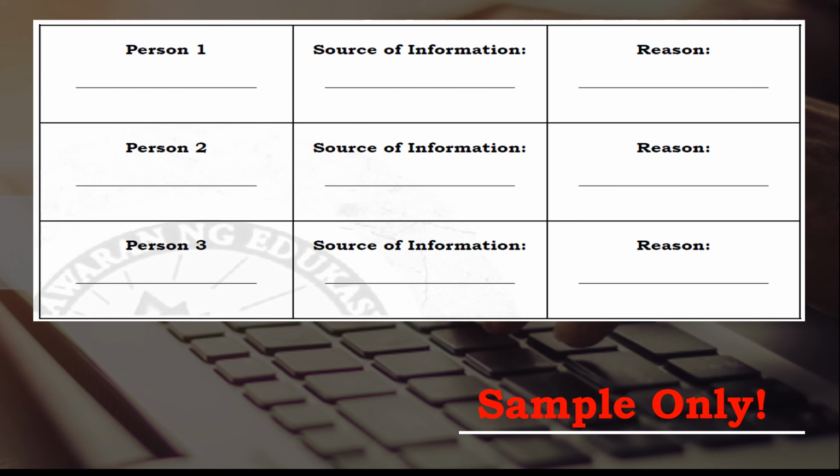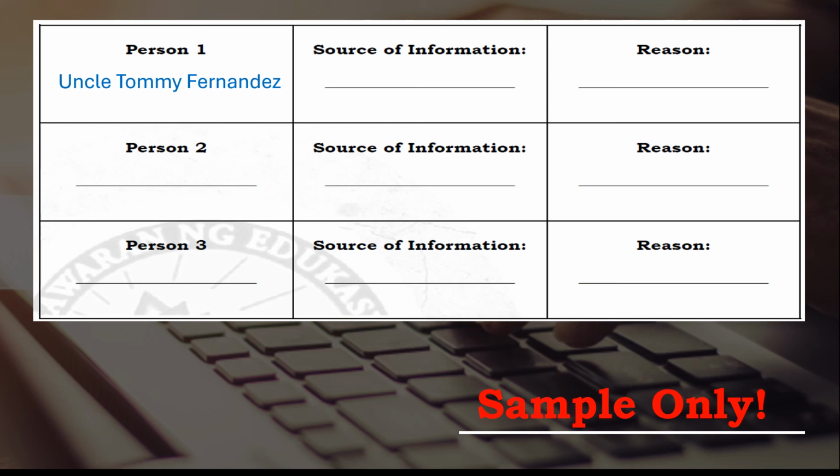Here is the table. Nakalagay doon person 1, person 2, person 3. Source of information and then reason. Again, ang kukuhanin natin ay primary sources. So let me give my example. Uncle Tommy Fernandez. So may pangalan. Hindi basta person 1. Sino si person 1? Lagyan mo ng pangalan. Ano?